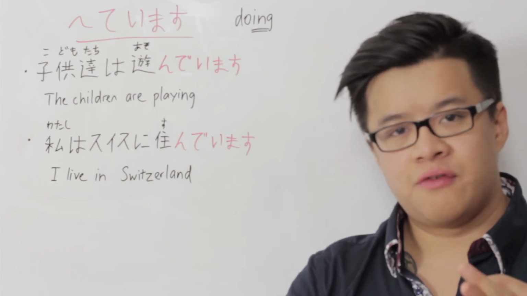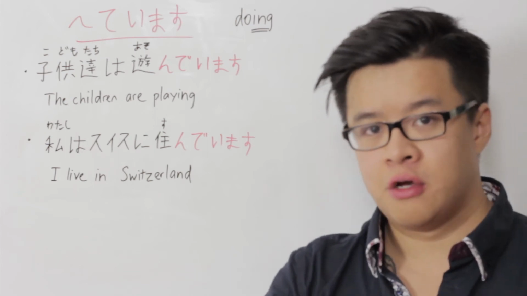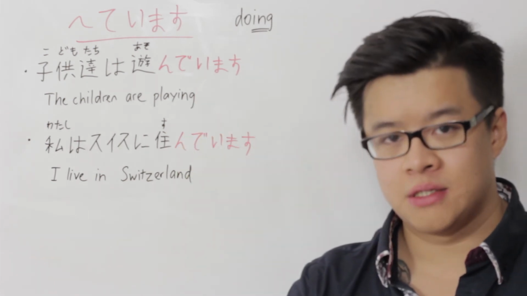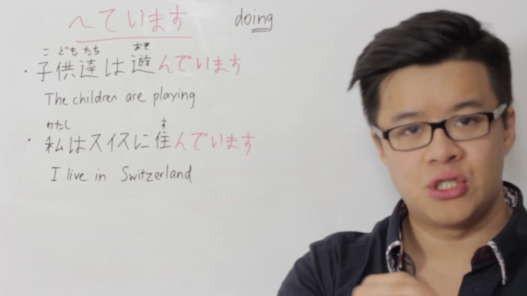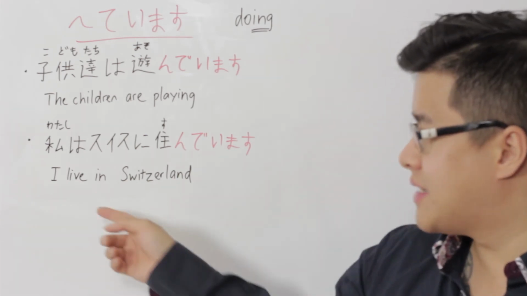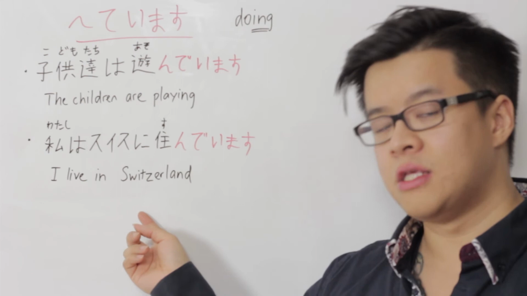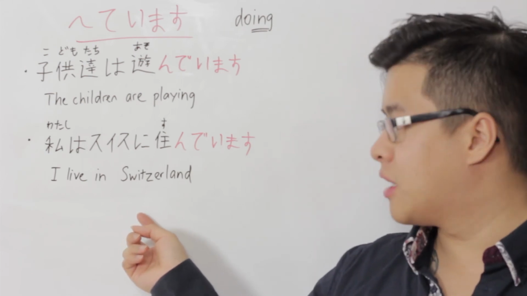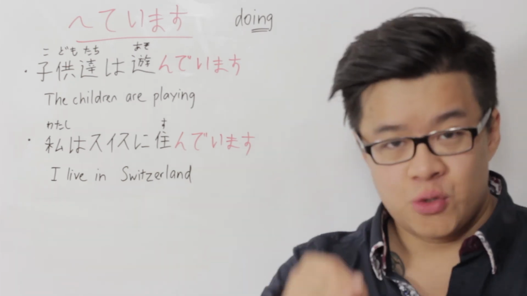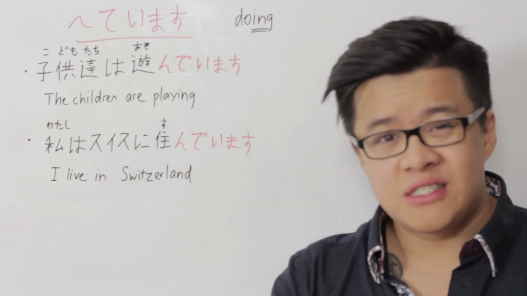You also need the te ending if you want to say that something is happening right now. So basically the ing form in English. For example, 子供たちは遊んでいます. So 遊ぶ to play becomes 遊んでいます. The children are playing now. Another example, 私はスイスに住んでいます. So 住む to live becomes 住んでいます. In English we say I live in Switzerland. But in Japanese, you're using the te form because you're basically saying I live in Switzerland right now.